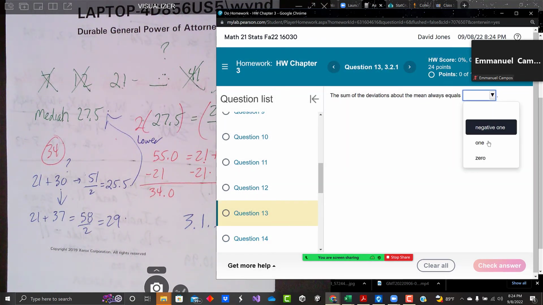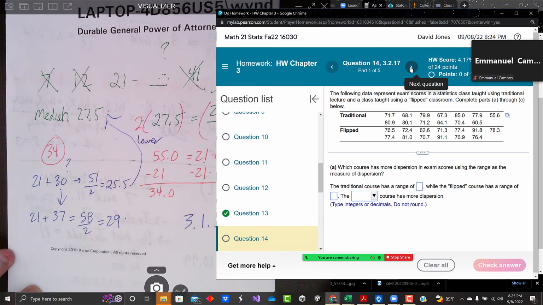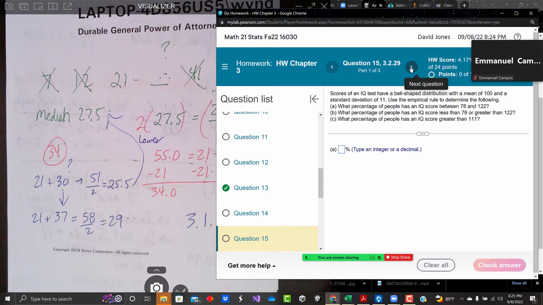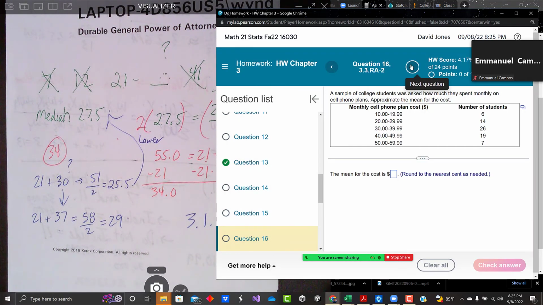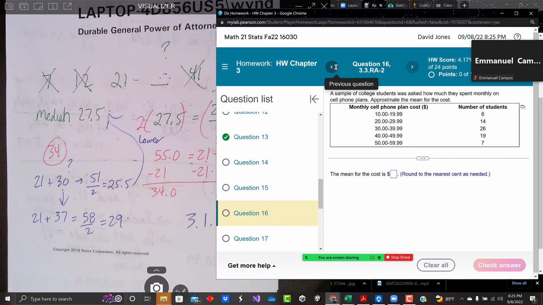The sum of the deviations about the mean always equals 0. You add up the plus and the minus, and they should all balance out. I was telling you guys about this. They'll give you scores and ask you to calculate the mean and standard deviation. Yeah, this is the crappy one, too.